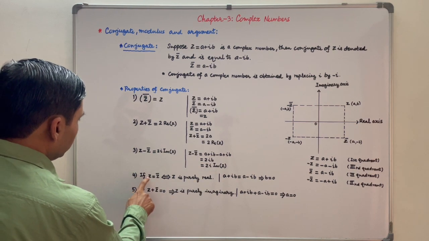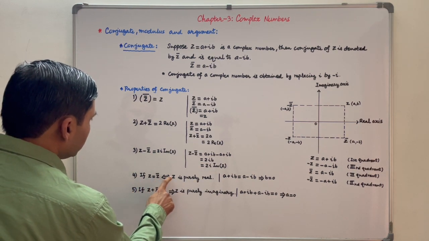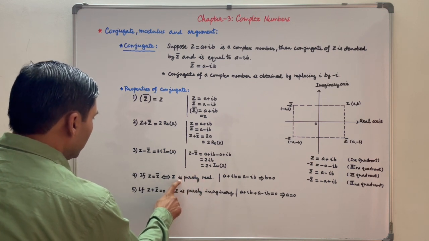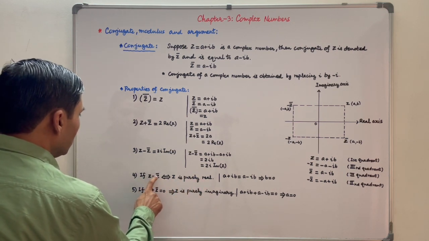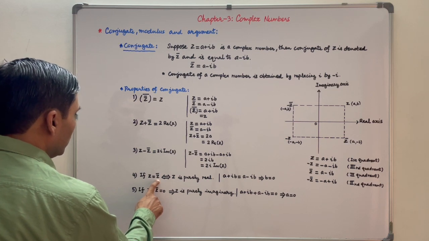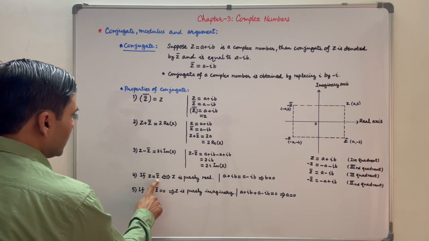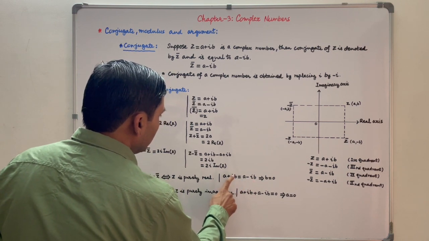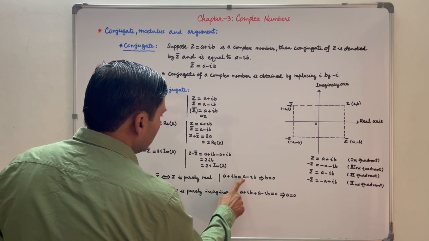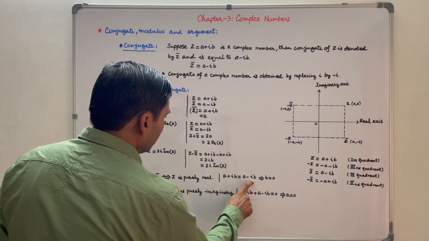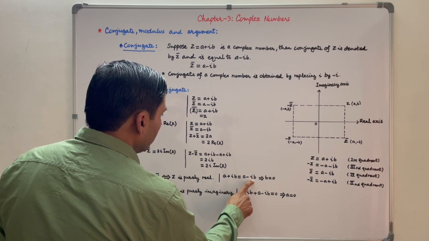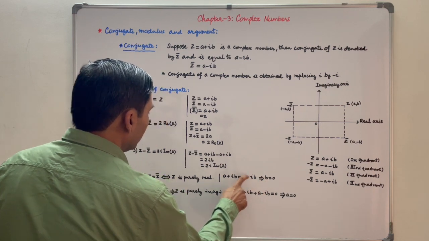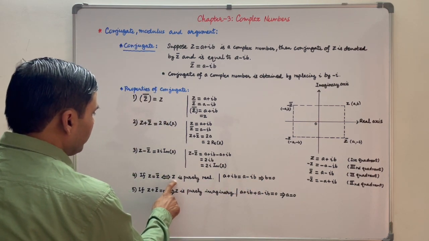Fourth property, if z is equal to z bar, implies that z is purely real, or if z is purely real, implies that z is equal to z bar. Let us see how. If z is equal to z bar, it means a plus ib is equal to a minus ib. A and a get cancelled. ib is equal to minus ib. It is possible only when b is equal to 0. That is, imaginary part is 0, or z is purely real.